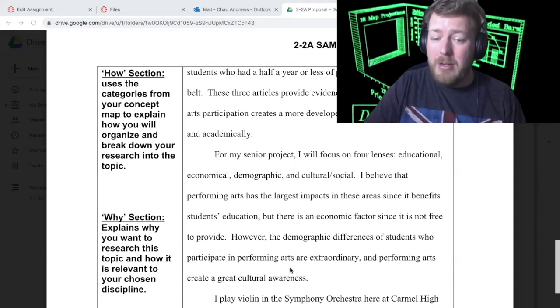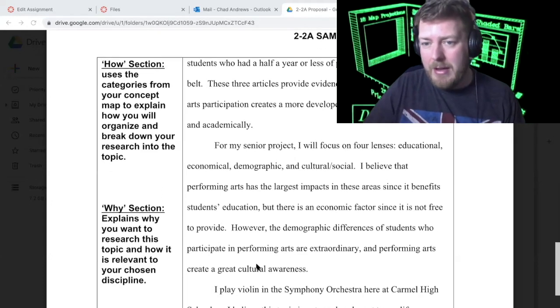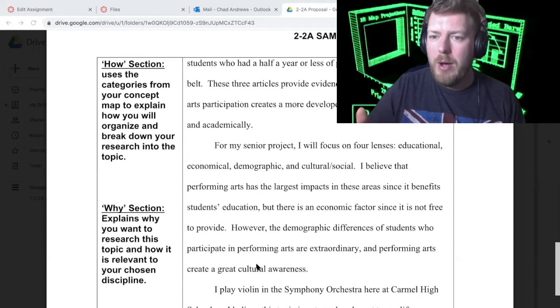But what you want to do here is talk about why that particular perspective is going to be a helpful one for looking at this question through. So why would it be important, for instance, to look at climate change from an economic standpoint in order to answer your question, right? So choosing what perspective you're going to look at the issue through.